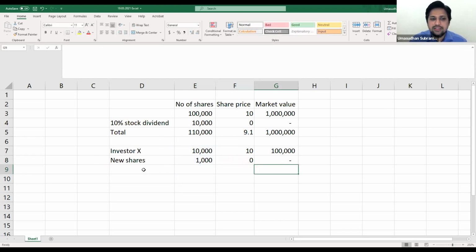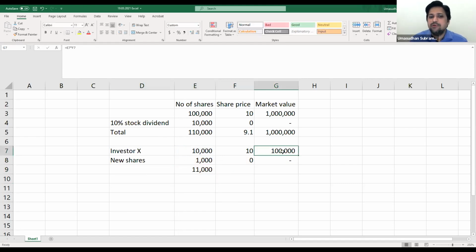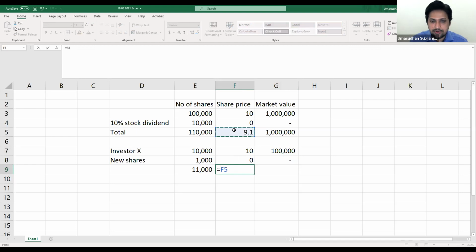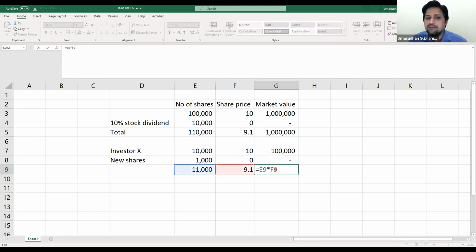So at the end of the day, what is the new number of shares that you have? 11,000. You can't be happy about it, because after the stock dividend, your stock price gets diluted to your revised share price, which is 9.1. So you have 11,000 shares, but each share is now worth only 9.1. When you multiply the number of shares by the revised share price, you still have a value of $100,000. You had 100,000 before.